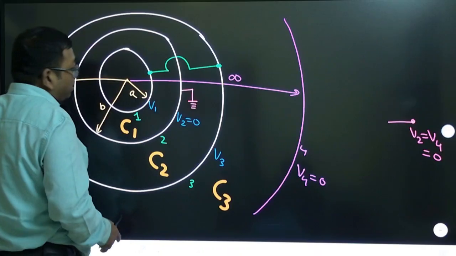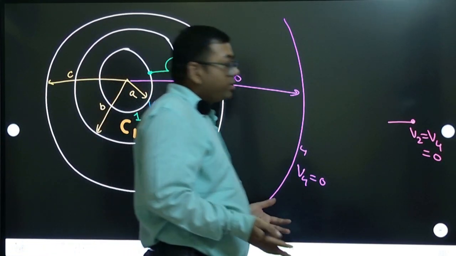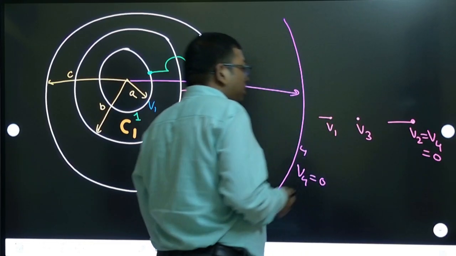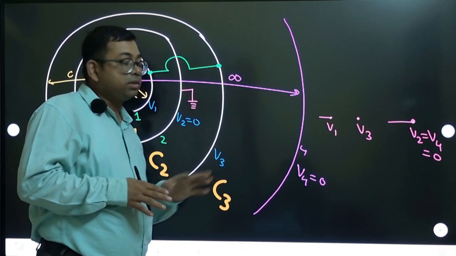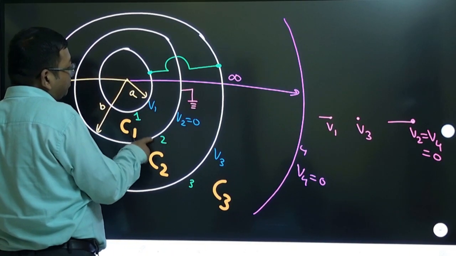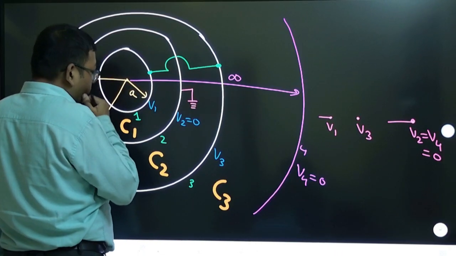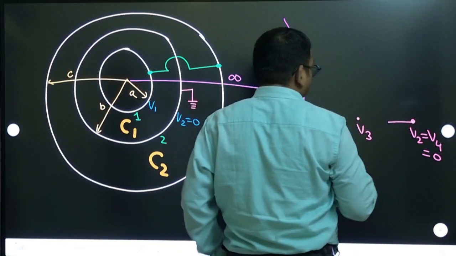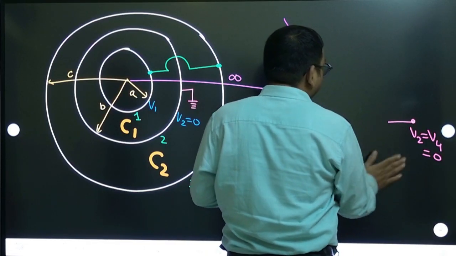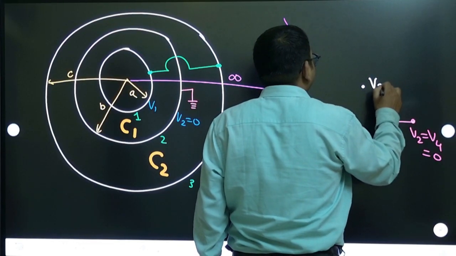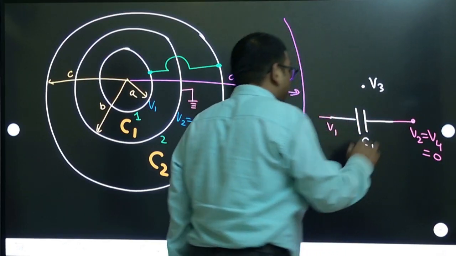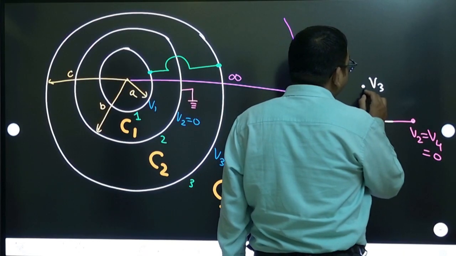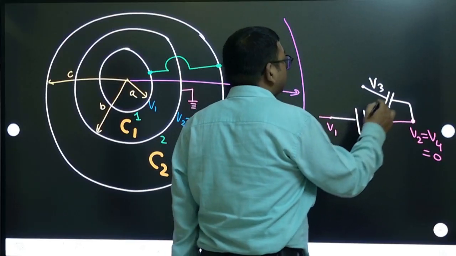What are the other two points? The other two points are V1 and V3. You do not know where they are, but somewhere let us keep this as V1 and this as V3. So there are basically three different points having different potentials. Now this capacitor C1 is between V1 and V2, so draw one capacitor between V1 and V2. Let me keep V3 somewhere here. Then C2 is in between V2 and V3, so I will draw another capacitance, and this is what is C2.